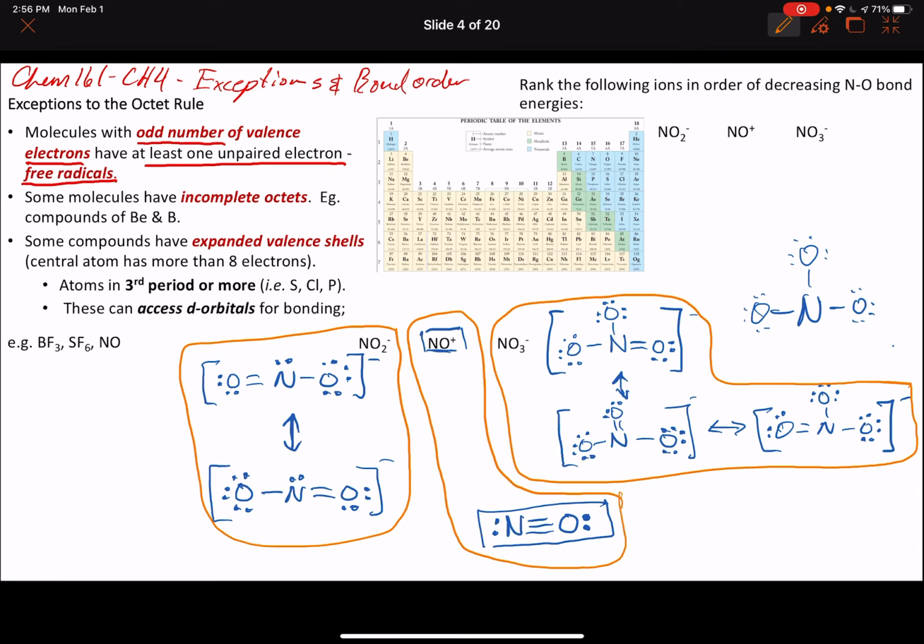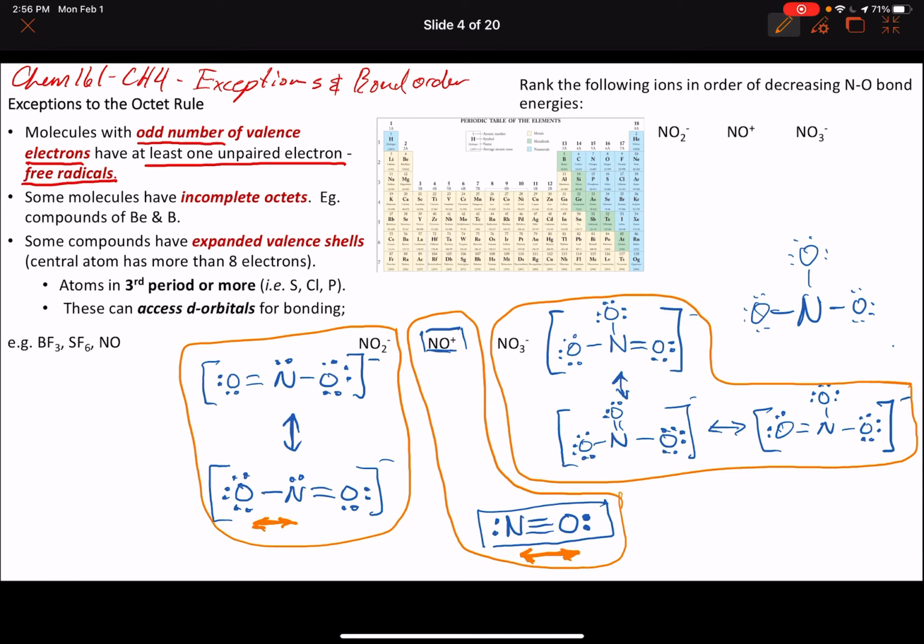We also know that the bond length decreases. So as we tether atoms together tighter with stronger bonds, a triple bond, we decrease the distance between the atoms. So this distance here is going to be the shortest of the series because we've got a triple bond. The single bonds are going to be the longest of the series.